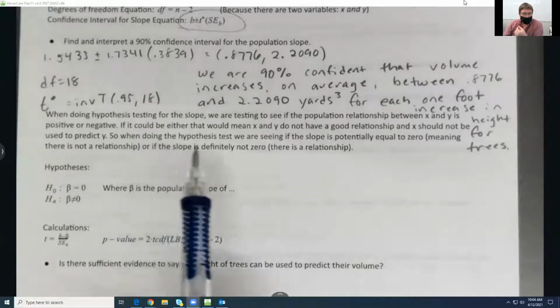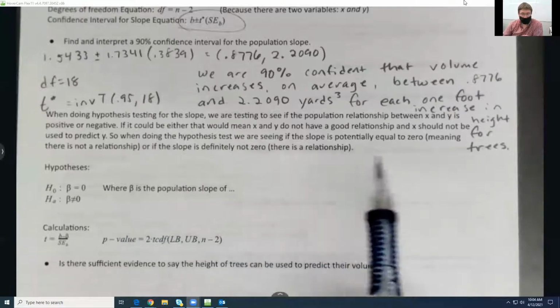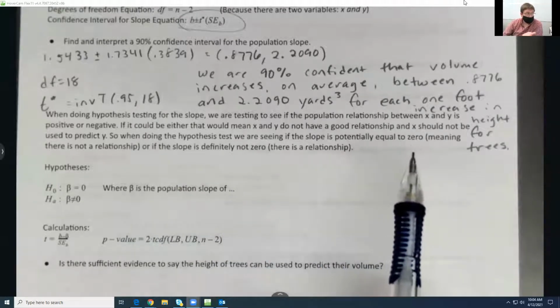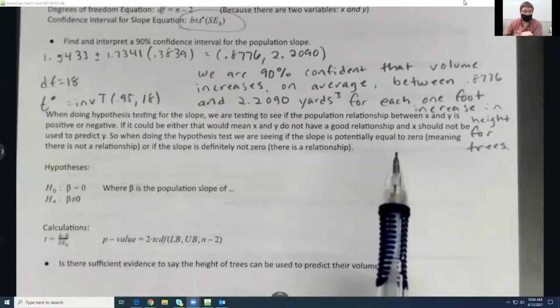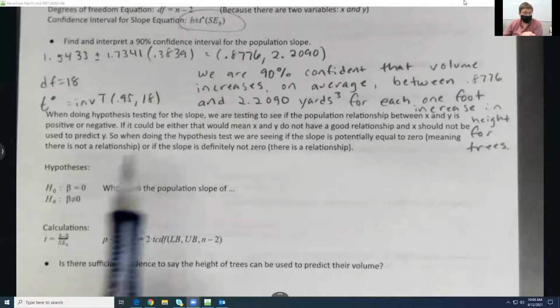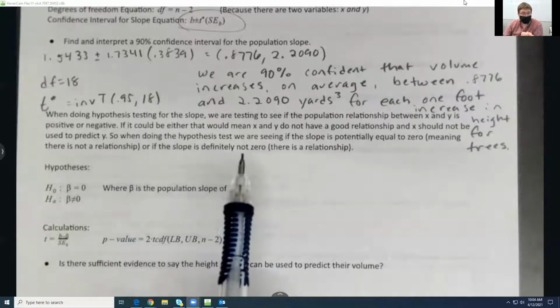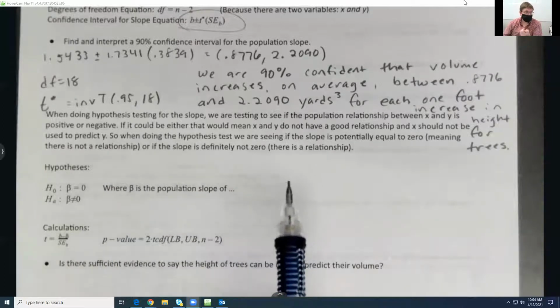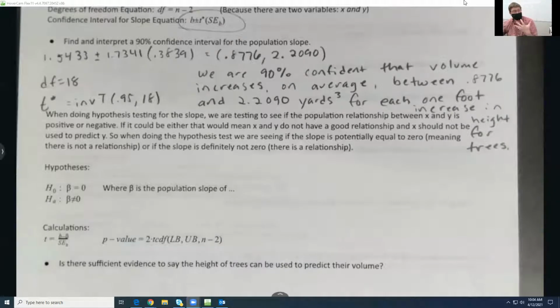All right, so when we're doing our hypothesis test, we are seeing if the slope is potentially equal to 0, basically, which, ding, ding, ding, is what we did in unit 7 and what we're doing with chi-squared, meaning that there would be no relationship between the two. Or if the slope is definitely not 0, meaning that there is some sort of relationship. That's all we're doing with this stuff. So just as you guys are going through this, keep that in mind. We're testing to see if our relationship is actually relevant.